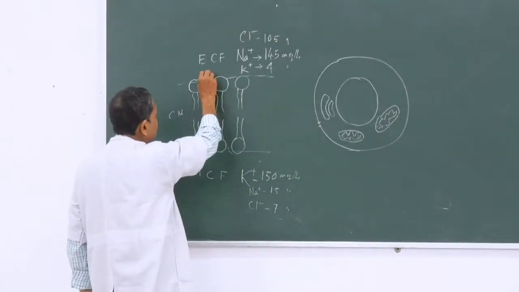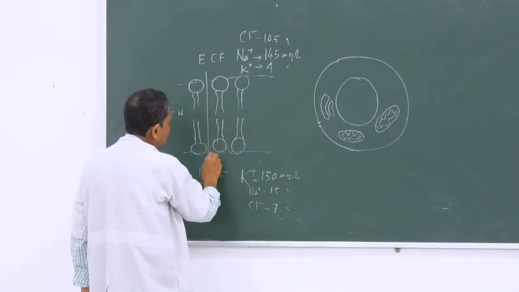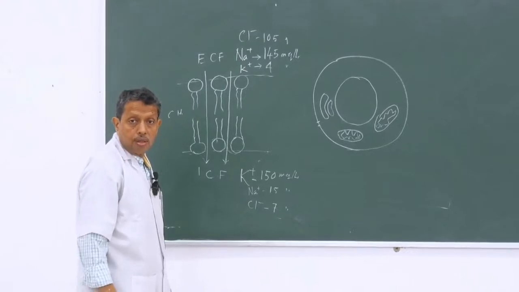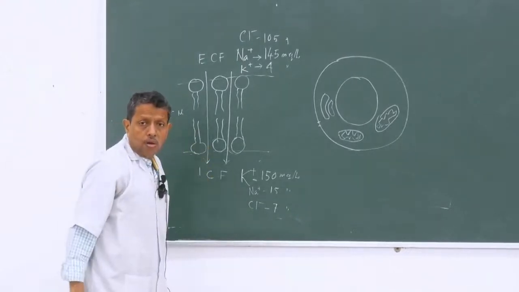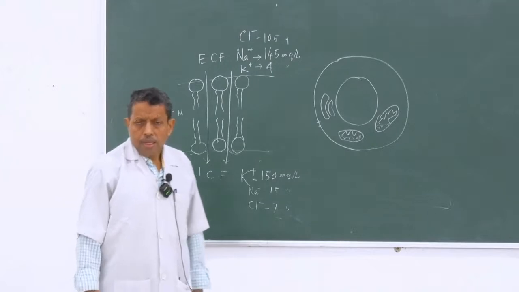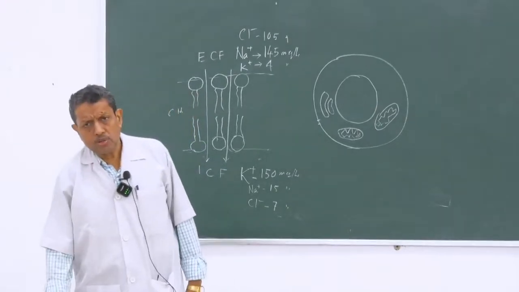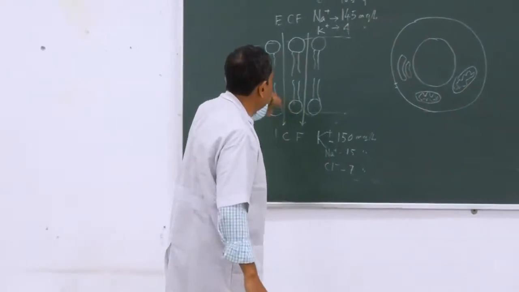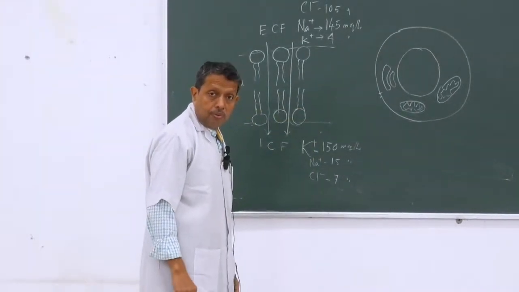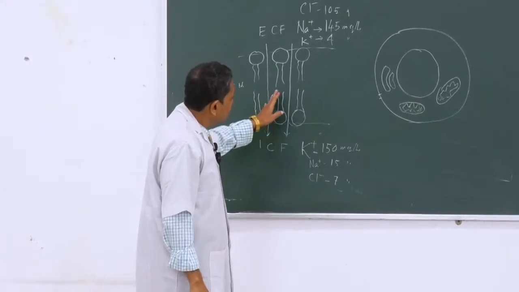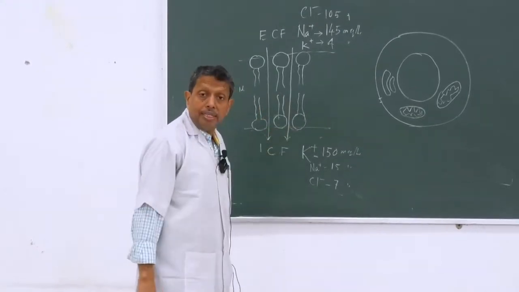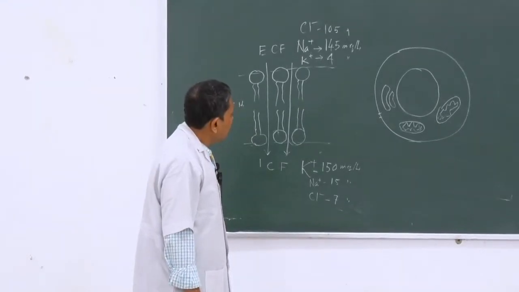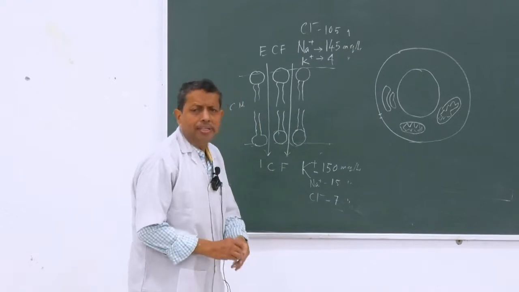Now, some molecules can move through this. Suppose water molecule, oxygen, carbon dioxide, nitrogen, they can move in this way, in between the interstices, the spaces between these molecules. But the rate is relatively limited, especially in the case of water. But the other gases move freely.